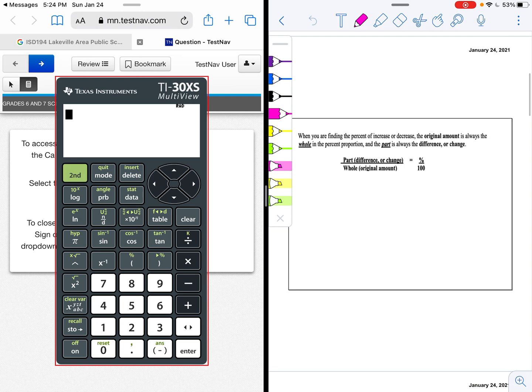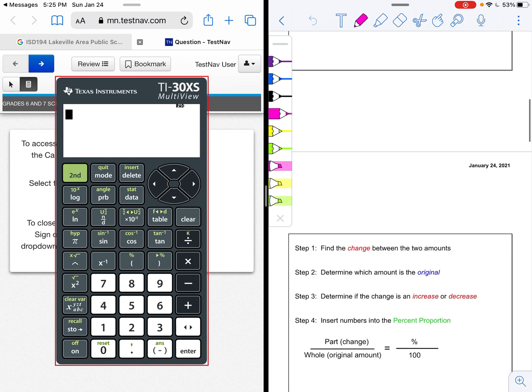When you are finding the percent of increase or decrease, the original amount is always the whole in the percent proportion, and the part is the difference or the change. So remember that part over whole, percent over 100. This is still the same thing. The original amount is always going to be your whole because that's where you start from. And then the change or the difference is going to be the part. So basically we're looking for what percentage of the original amount is the change.